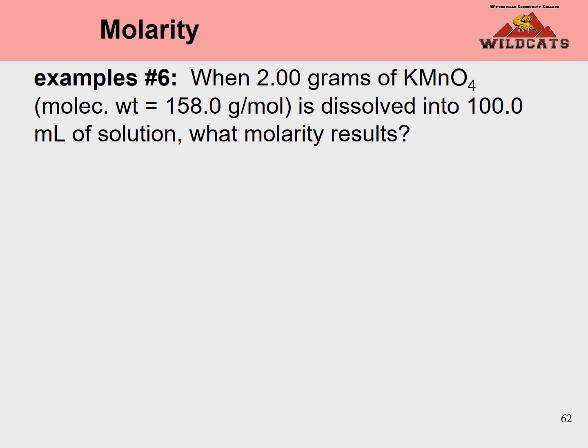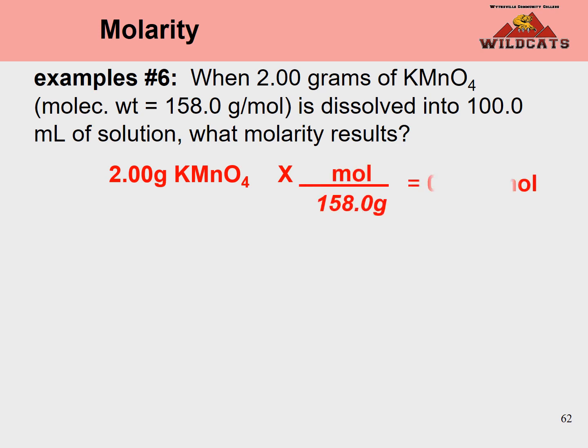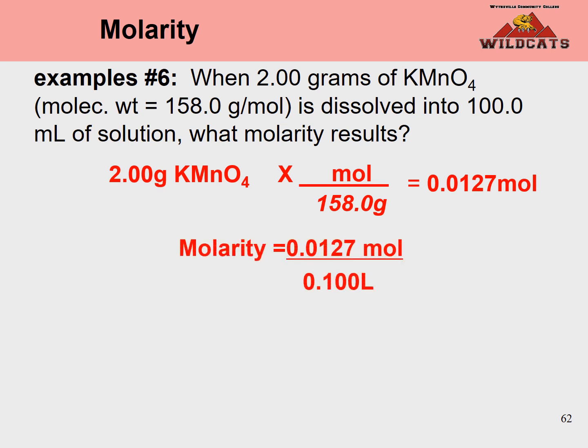So example number 6, I've got 2 grams of KMnO4. Here I've already given you the molecular weight, so you don't have to add it up. 100 milliliters of solution. So the first thing I'm going to do is convert that 2 grams of KMnO4 to moles of KMnO4. I'm going to divide it by the liters of solution. 100 milliliters becomes 0.100 liters, moving that decimal point 3 places to the left. And I end up with 0.127 molar KMnO4.